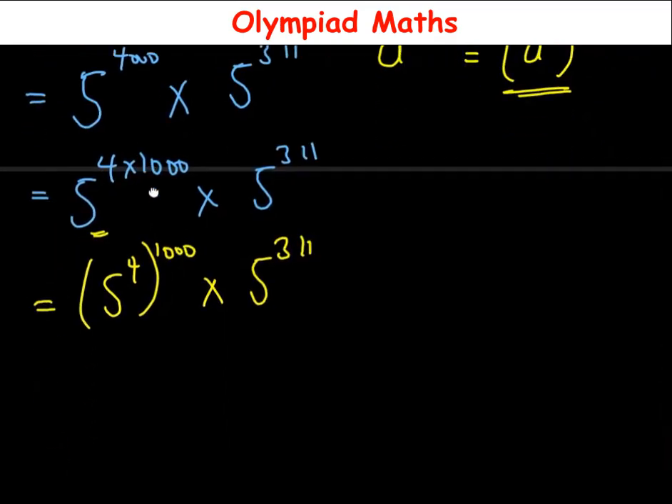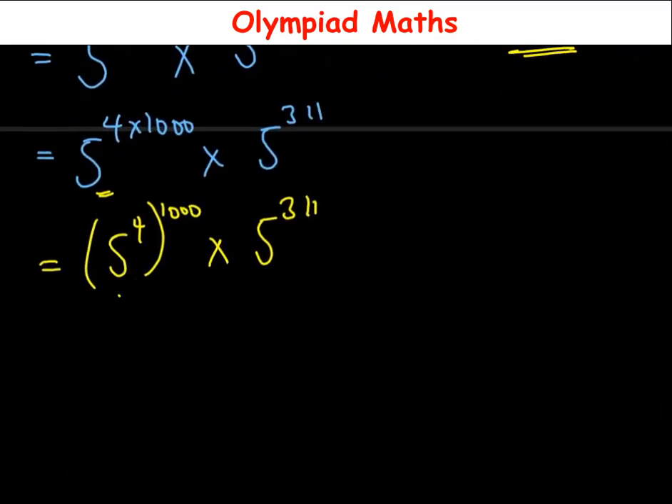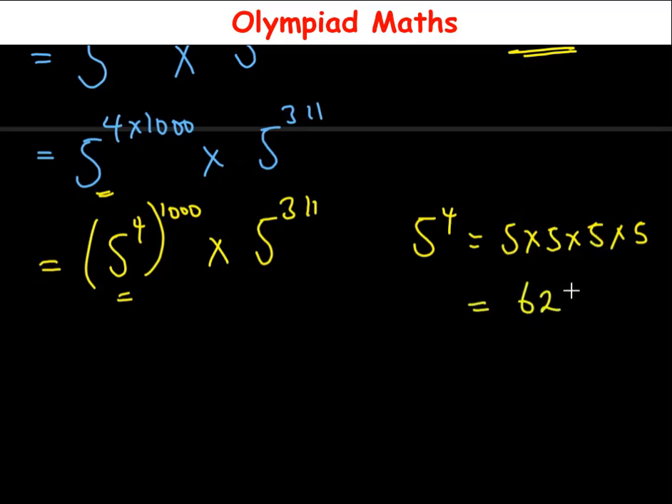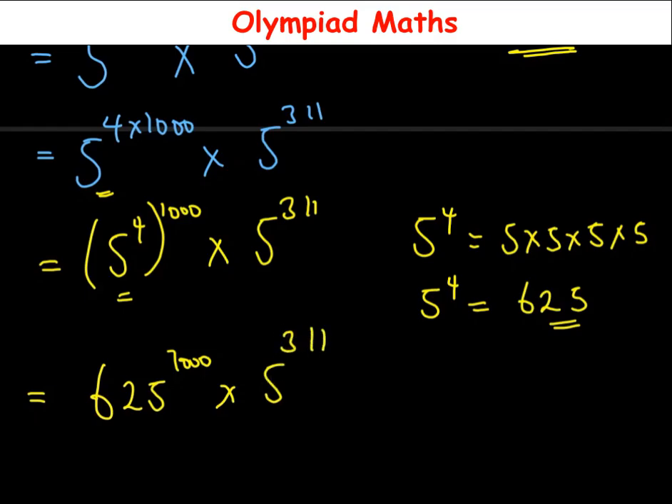So with this, 5 power of 4 is 5 in 4 places. So 5 times 5 times 5 times 5. And once you multiply it, you will get 625. So 5 power of 4 is equal to 625. So here it becomes 625 raised to power 1000 times 5 raised to power 311.